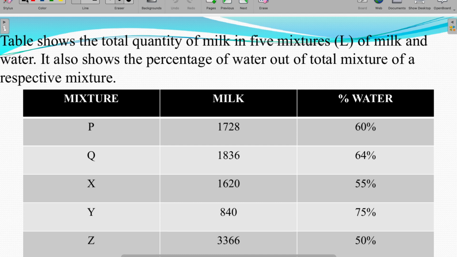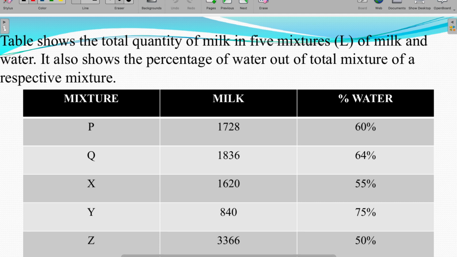Data interpretation for mains. Most of the time, they will ask this kind of DI in main examinations, either RRB PO or Clerk mains. This DI is related to mixture and alligation. The table shows the total quantity of milk in 5 mixtures of milk and water. It also shows the percentage of water out of the total mixture of a respective mixture.